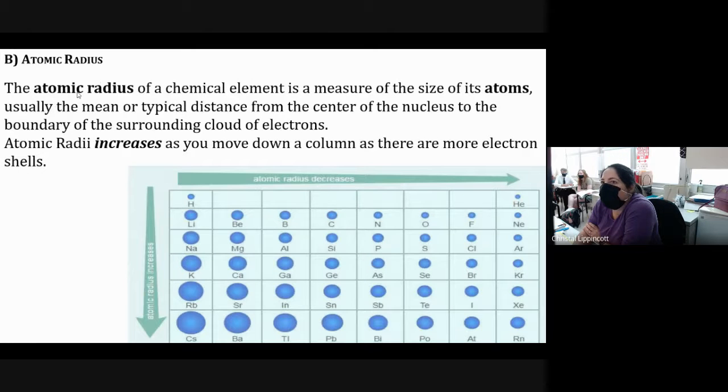Next one is atomic radius. There is a difference between atomic radius and ionic radius. Okay? We'll get into the differences coming up, but this is atomic. So this is the atom without any electrons added or removed. Okay? As we move down the periodic table, why does it get bigger? You're adding more layers. It's the onion, right?